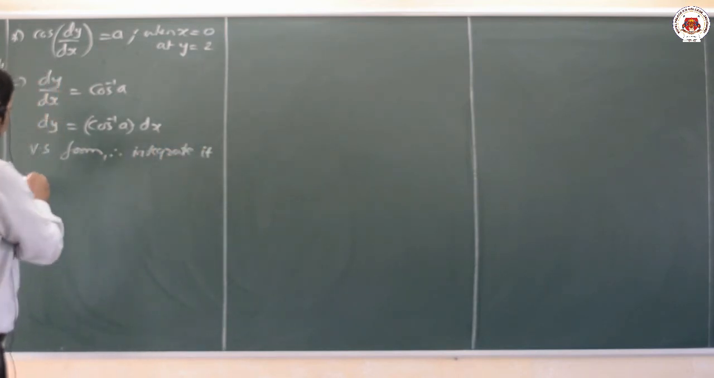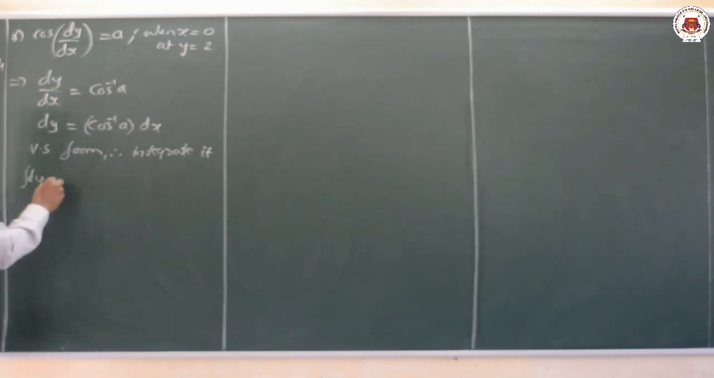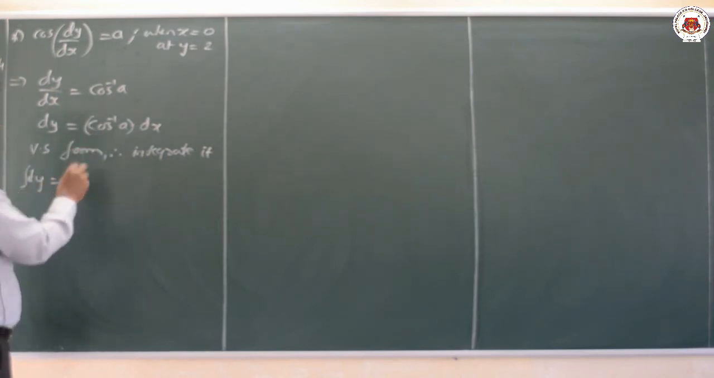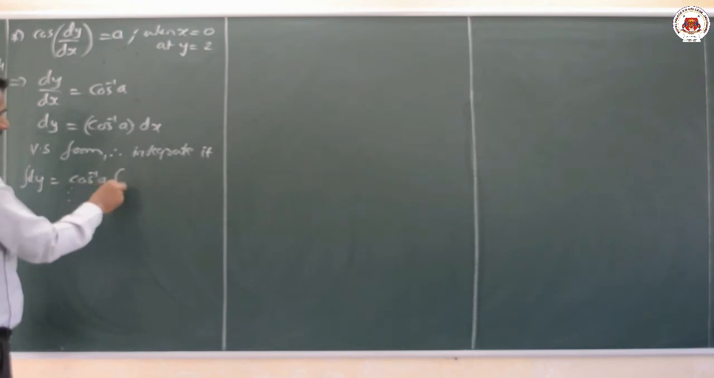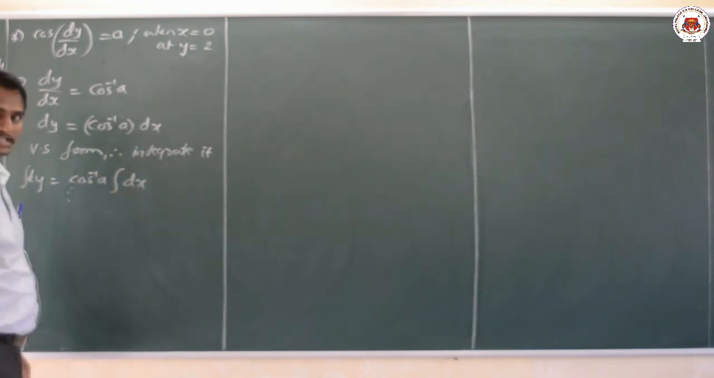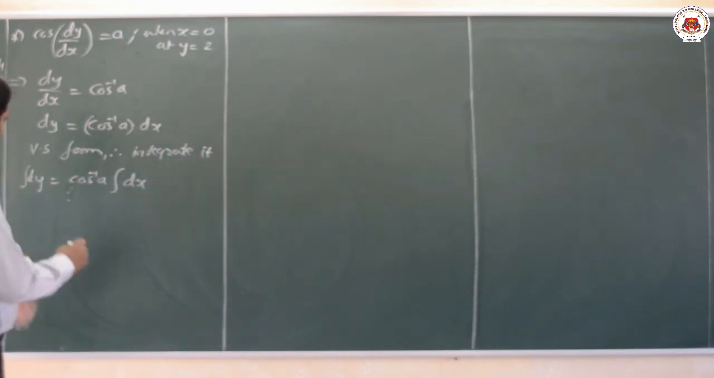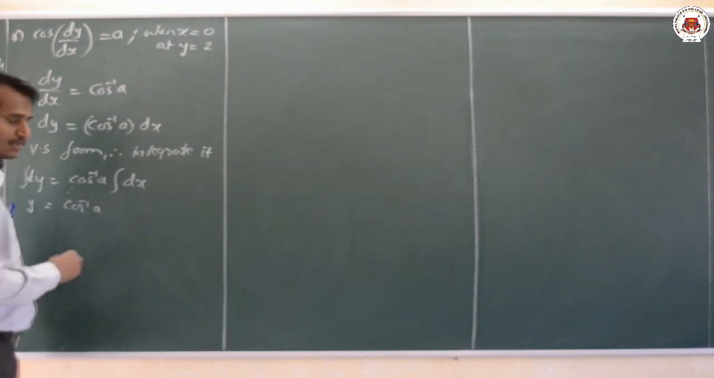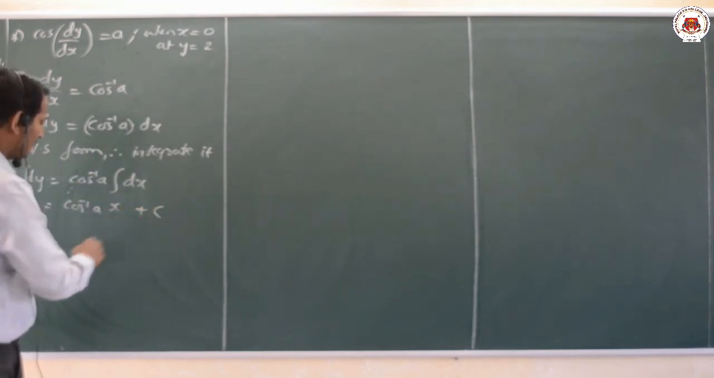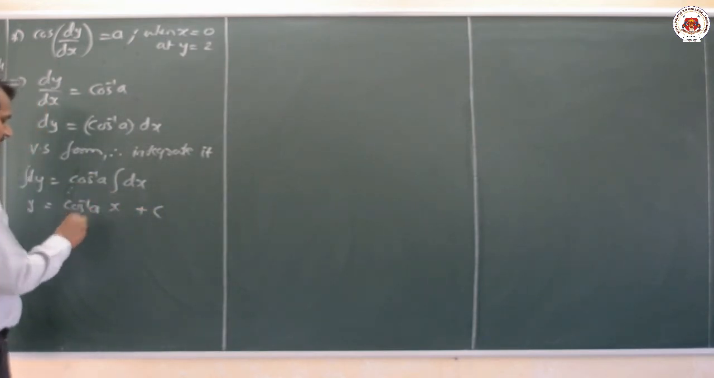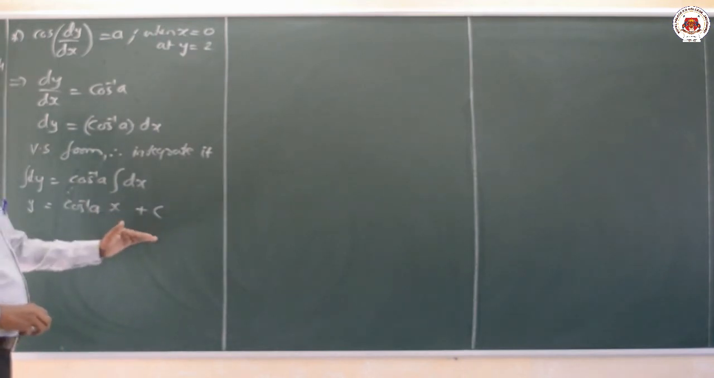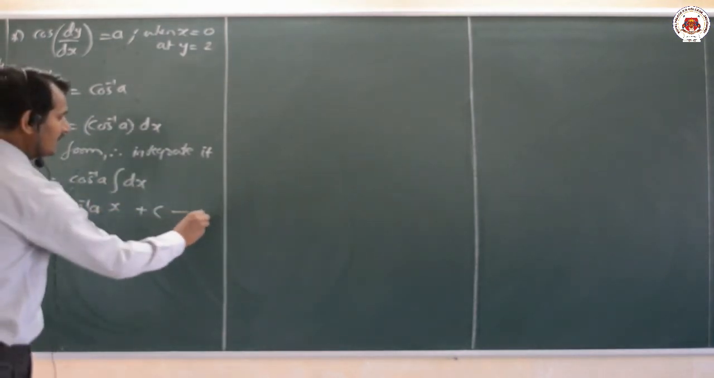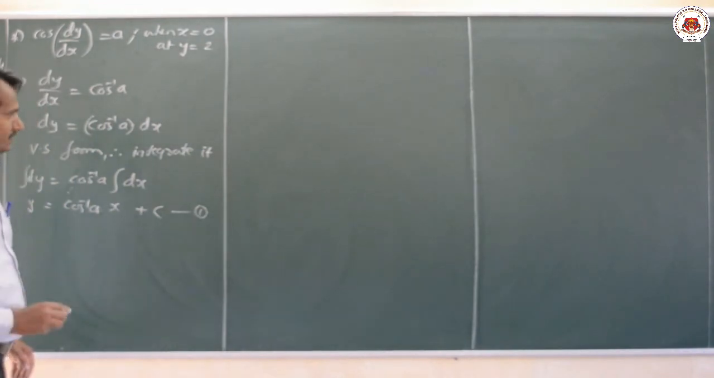So what we get is integration of dy equal to, since cos inverse of a is a constant, cos inverse of a into integration of dx. Now integration of dy is nothing but y. Cos inverse of a as it is, integration of 1 is nothing but x, plus an integral constant c here. That is nothing but the general solution. You can take it as equation number 1 here, dear students.